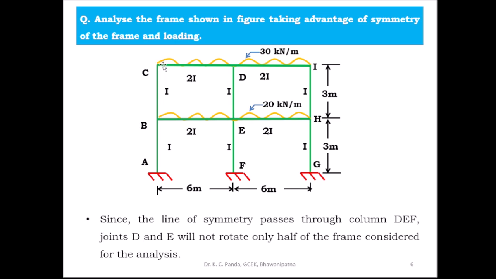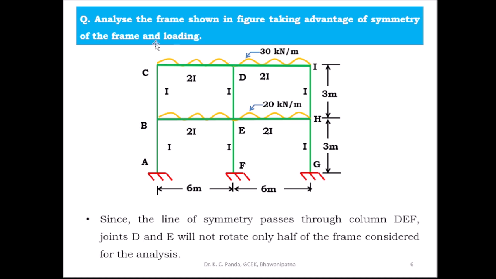The load on the top span is given 30 kilonewton per meter, and the load on the middle span is given as 20 kilonewton per meter. Since the line of symmetry passes through the column DEF, joints D and E will not rotate, so only half of the frame is considered for the analysis. So here D and E do not rotate, the line of symmetry passes through the column DEF, and you have to consider half of the frame for the analysis.